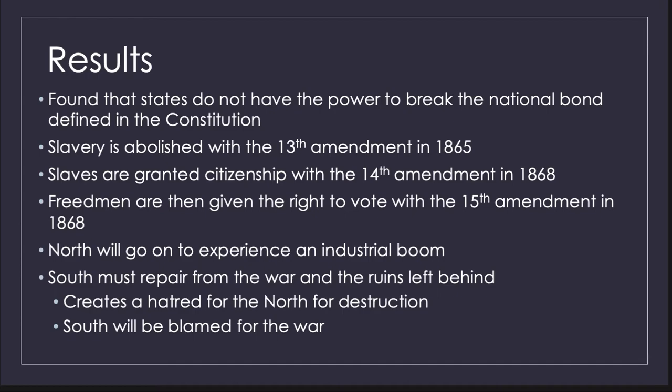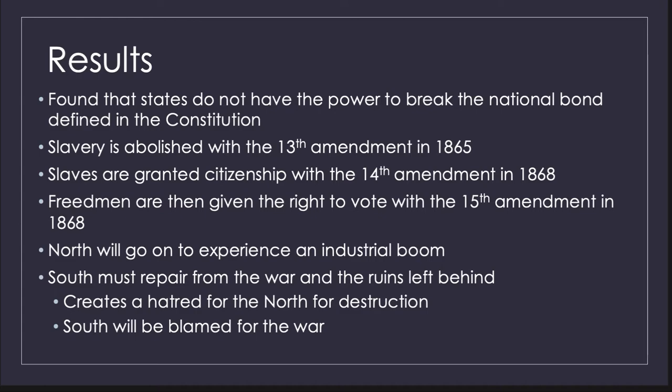Because they really were left in ruins. A lot of the war is going to be fought there. The war is going to be very destructive. And remember, the South's economy was solely based on agriculture. And when the land itself is destroyed, it is going to take time to cultivate that land again to get back to where they need to be.